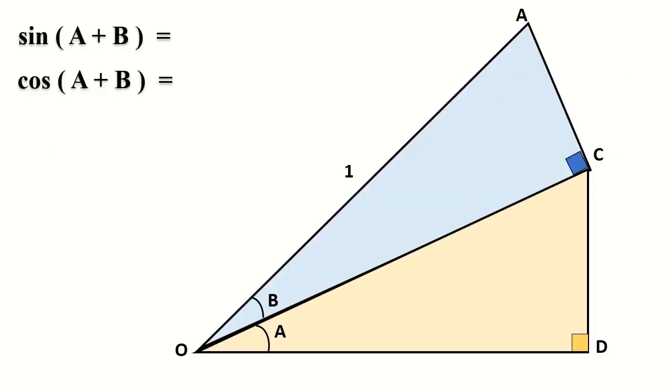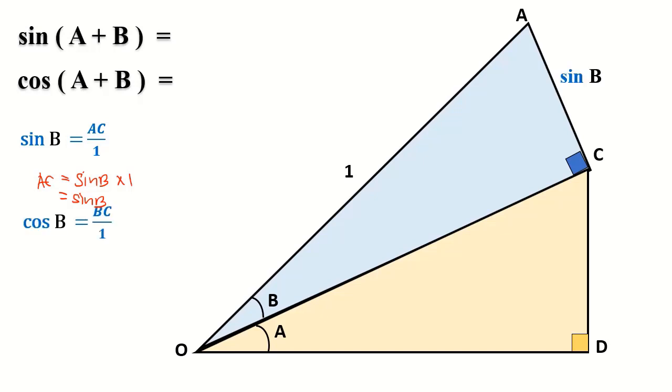So let's start. Look at the triangle OAC. We have sin B equivalent to AC over 1. We solve for AC: we will have sin of B multiplied with 1, so you have the sin of B. So your AC is sin of B. And for cosine of B equivalent to BC over 1, we solve for BC, which is equivalent to cosine of B times 1. So your BC here is cosine of B.